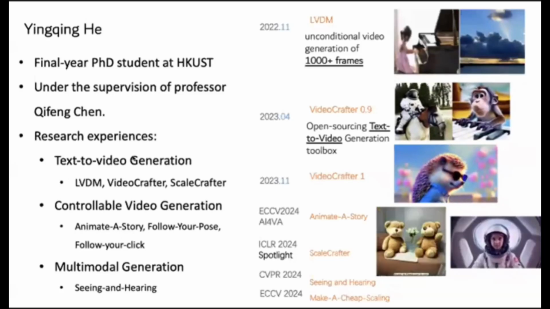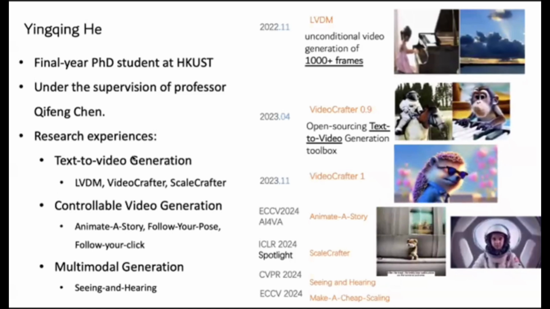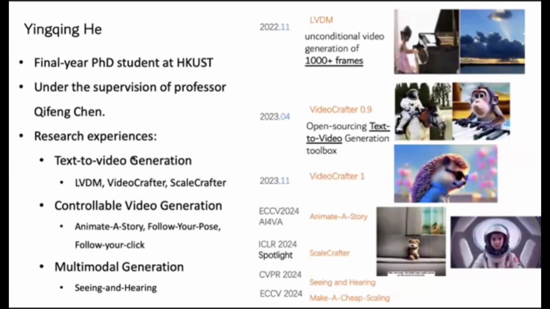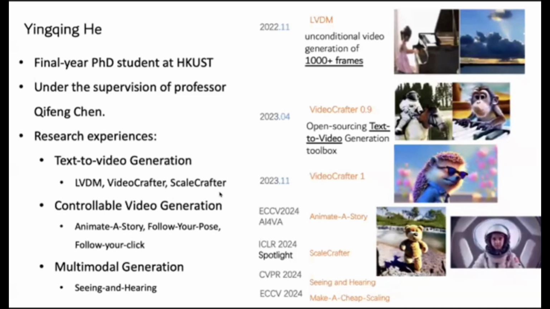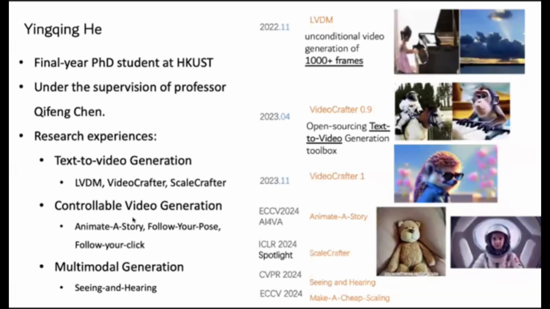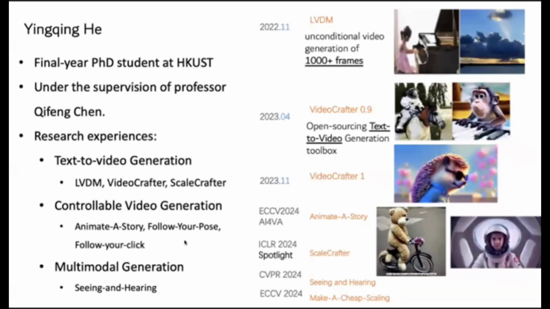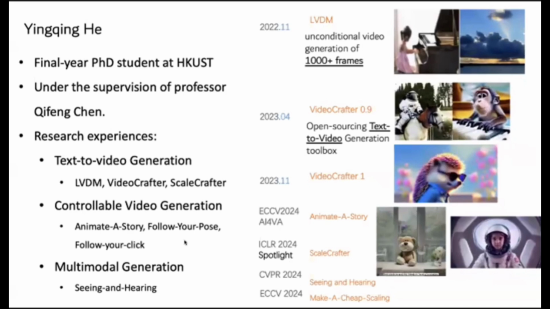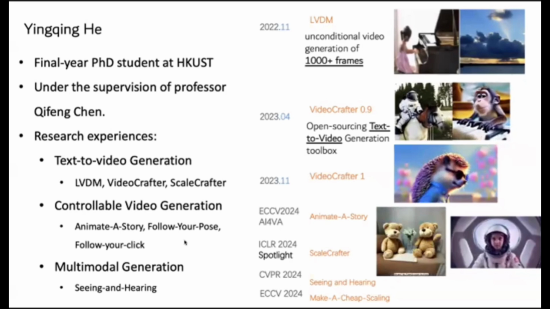As Ali previously introduced, my research experience mainly lies in text-to-video generation. For example, LVDM and VideoCrafter, which are the early open source text-to-video diffusion models, and also ScaleCrafter, which is a light paper for enlarging the generated resolution for image and video generation, and also controllable video generation, like adding a story for your pose and for your clips for character control, human pose control, and local region control. And also multimodal generation, like SEEING and HEARING, which is the versatile framework for image, video, and audio generation.